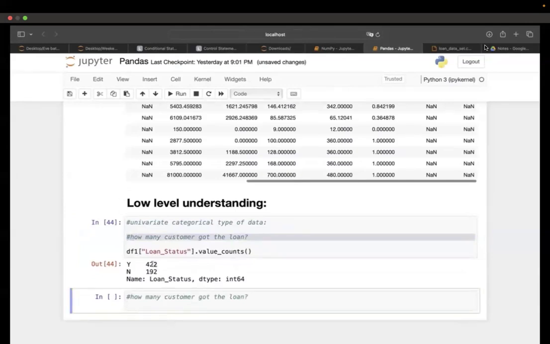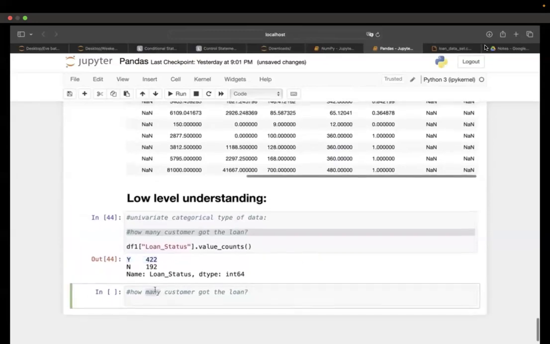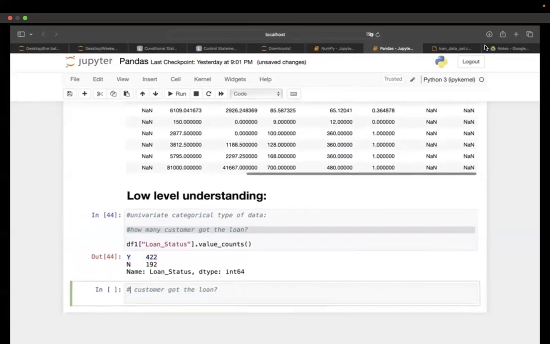Now, if I ask you the same question, what is the percentage of customers who got the loan? Now, guys, you can see that we have the answer of 422, right? The question was how many customers got the loan? The answer is 422. Now, if I say what is the percentage of customers who got the loan?